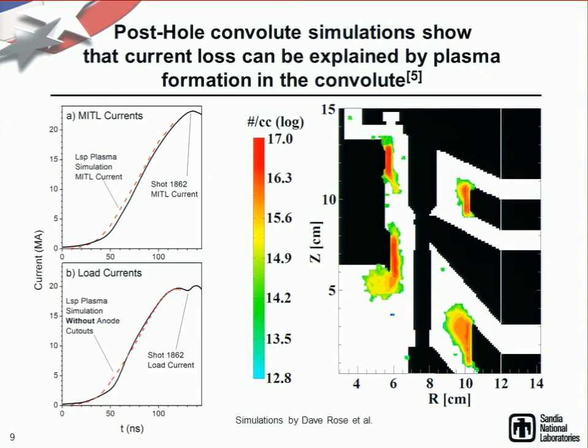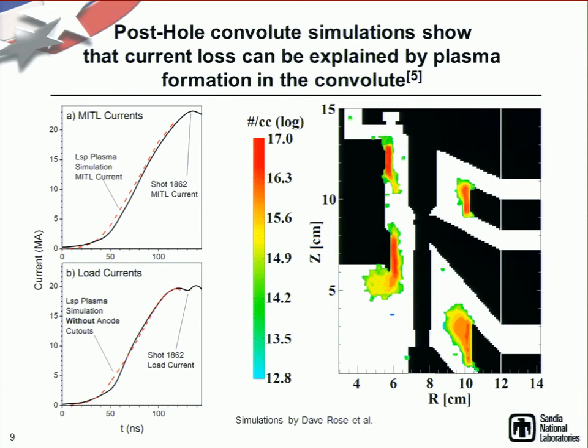So as I mentioned, the guys at Voss Scientific, particularly Dave Rose, did a bunch of simulations of the convolute on Z. So shown here is basically the lower post, the upper post. This is where the load is, and you have your 1, 2, 1, 2, 3, and then kind of off the screen 4 transmission lines coming in. The plasma is shown here in sort of this rainbow of colors, and you can see that they're primarily modeling just the cathode plasma that's forming within the post holes themselves.